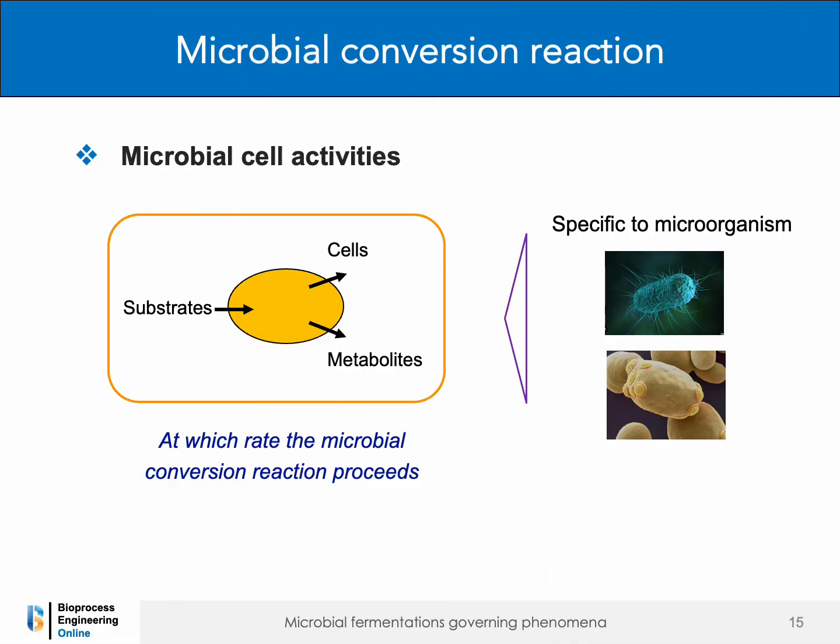In microbial fermenters, the primary factor driving process dynamics is the microbial bioconversion reaction, the transformation of substrates into biomass and desired products. The overall duration of the fermentation, as well as the final concentrations of cells and products, is largely dictated by key cellular activities, including growth rate, nutrient uptake, and metabolite or product formation. These biological activities are highly dependent on the specific microbial strain or cell line used, as different organisms exhibit distinct metabolic capabilities and performance characteristics.